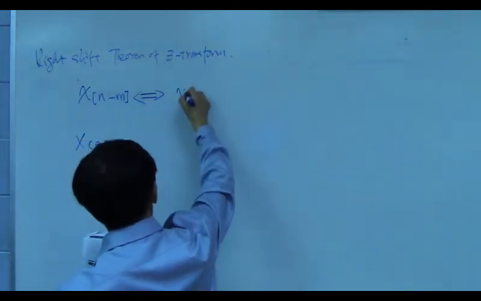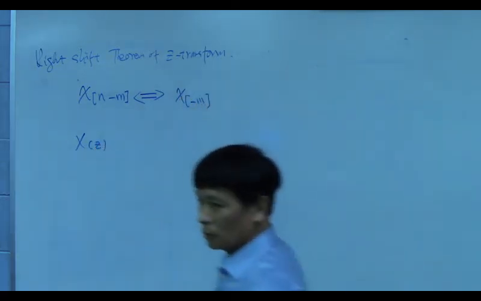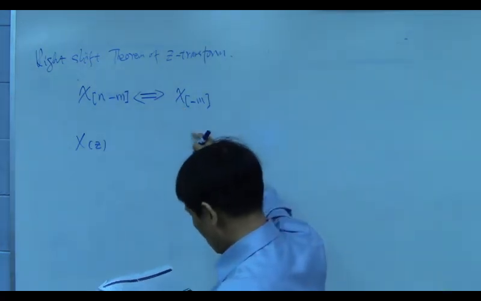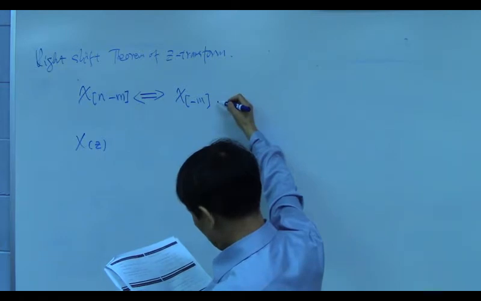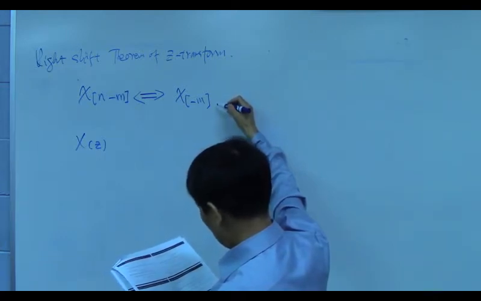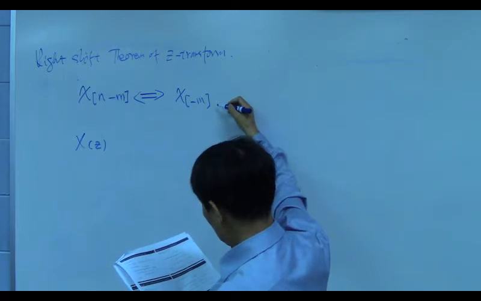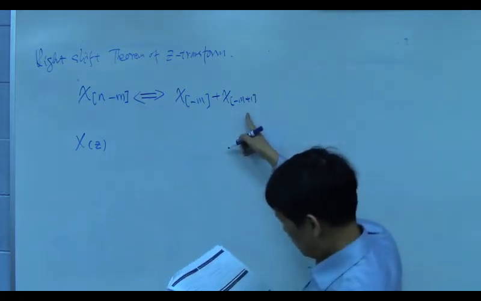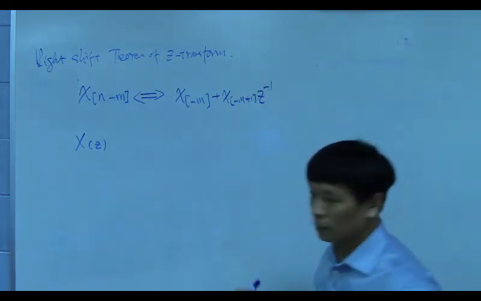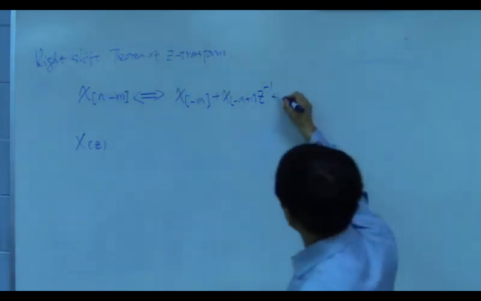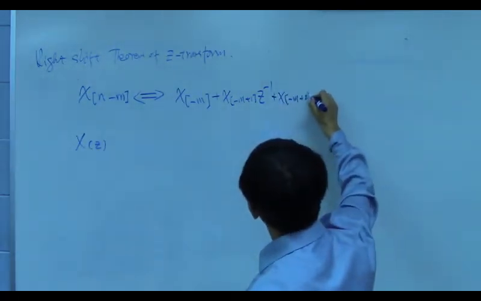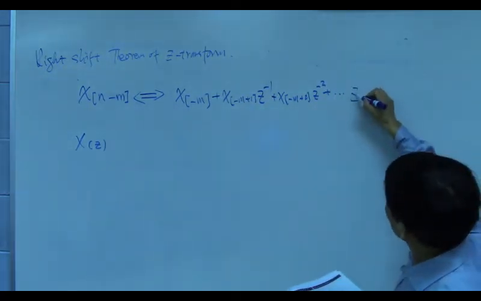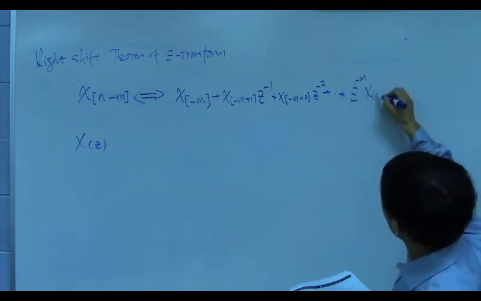First we need to have some initial value here, x of negative m. This is small x, that means the value at that time. Then plus x of negative m plus 1, that's the next time, times z to the negative 1. And then plus x of negative m plus 2 times z to the negative 2, and so on, until the last term is z to the negative m times X(z).